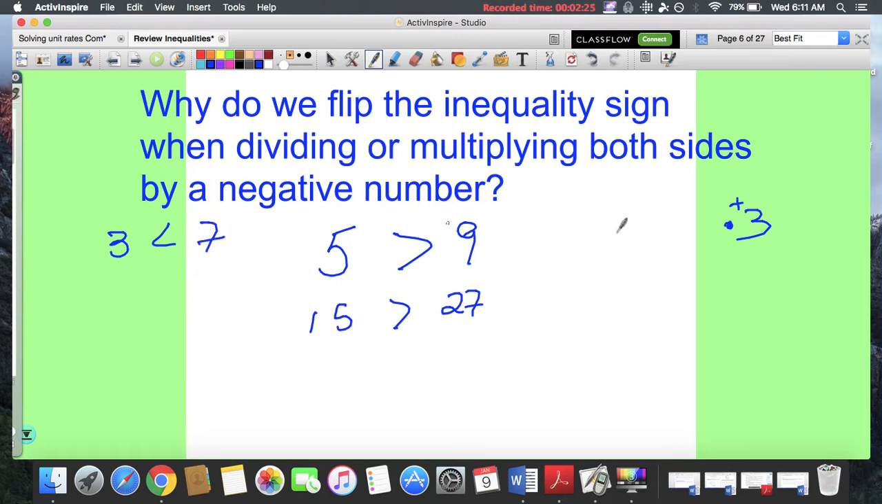Likewise, 3 is less than 7. Let me multiply both sides by positive 3 again. If I multiply 3 times 3, I get 9. And 7 times 3, I get 21. If that still holds true, it still holds true, right? So when multiplying by positive numbers, we don't have to do anything.